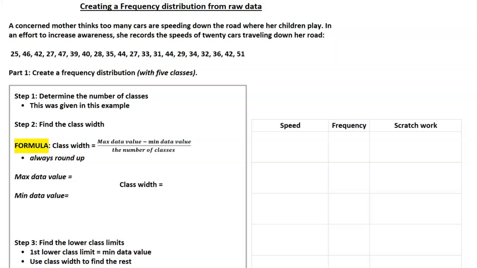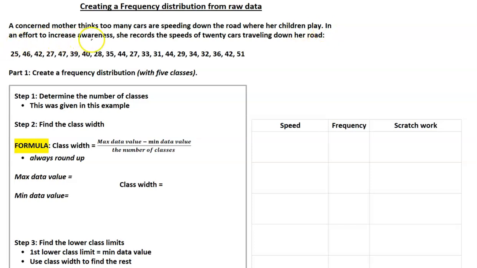In this video, we are going to learn how to create a frequency distribution from raw data and also how to create a relative frequency distribution from raw data. So let's begin.